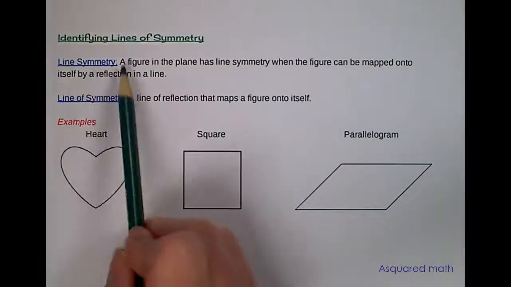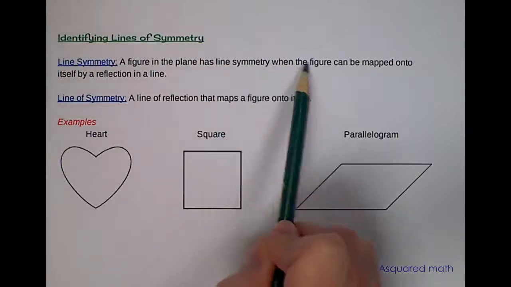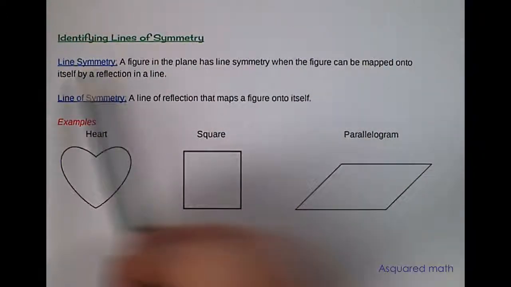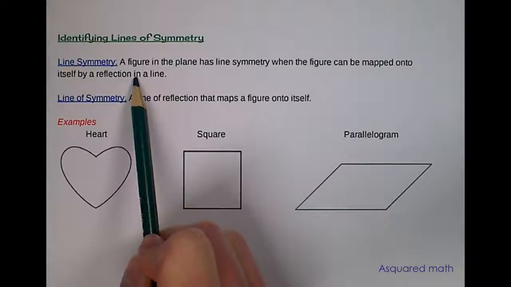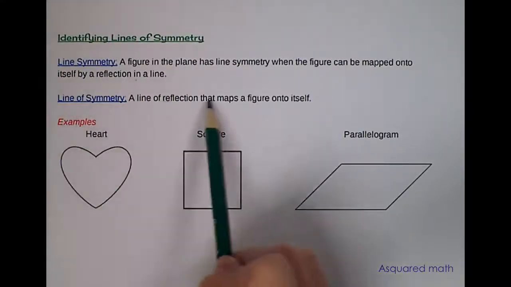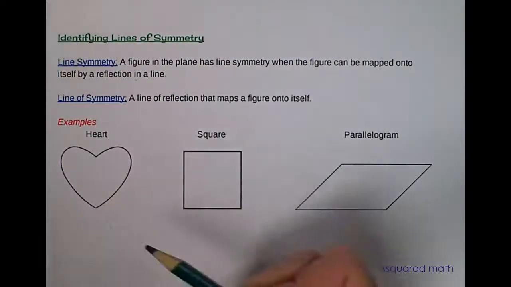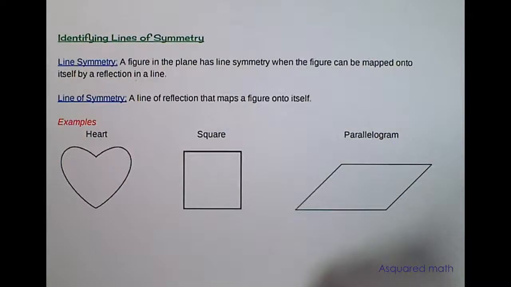Line symmetry. A figure in the plane has line symmetry when the figure can be mapped onto itself by reflection in a line. And that line is the line of symmetry, a line of reflection that maps a figure onto itself. So let's draw in the lines of symmetry, if there are any, for the three figures here.